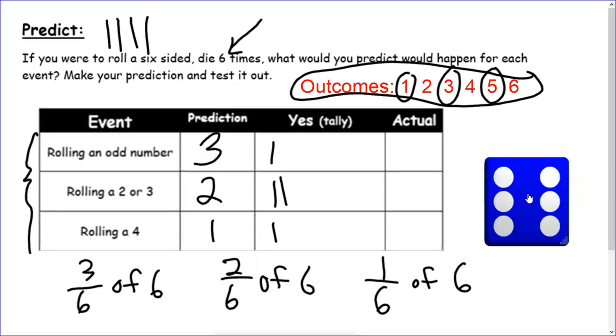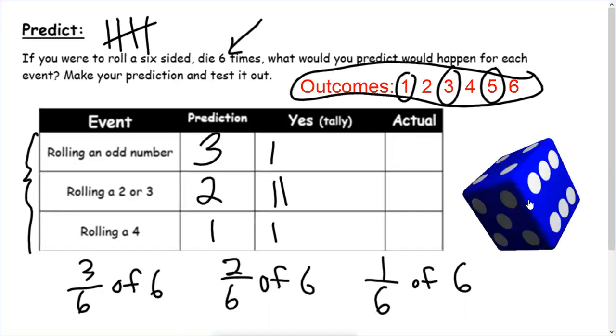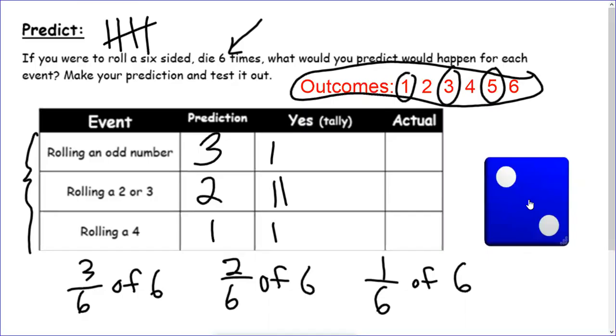We're going to roll it 2 more times. A 6. Now a 6 doesn't fit any of these. It's not odd. It's not a 2 or a 3. It's not a 4. I'm going to roll 1 final time, and I got a 2. All right, so our actual was 1, 3, and 1.